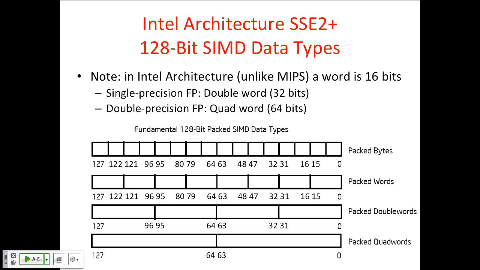Or you can treat it as packed words. Notice in Intel architecture, a word is 16 bits. So you can do 8 16-bit operations in one instruction using these extensions. Or you can have 4 32-bit words. They're called double words in x86. You have 4 of those in one instruction.